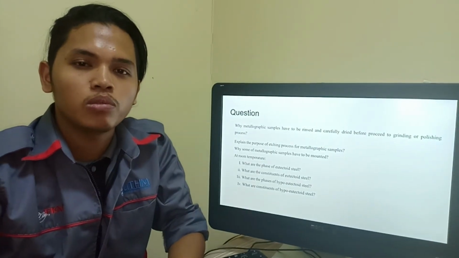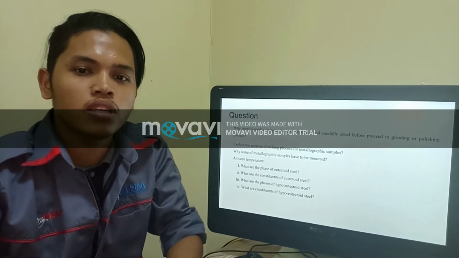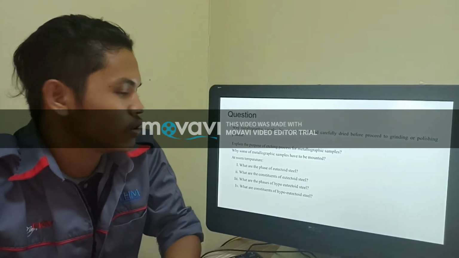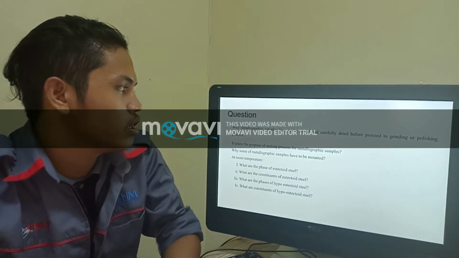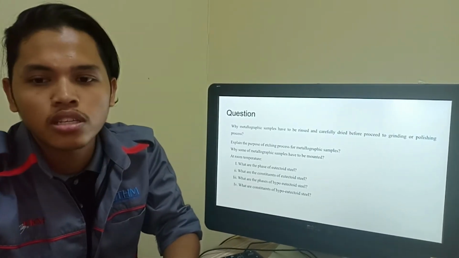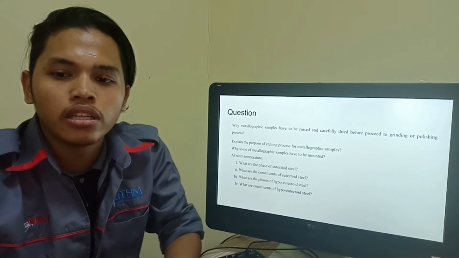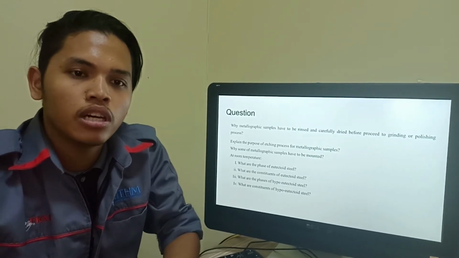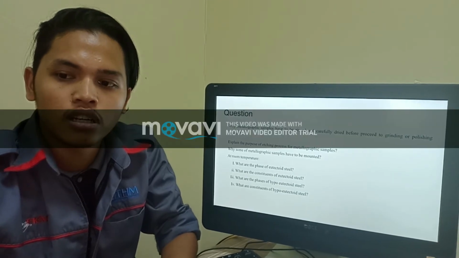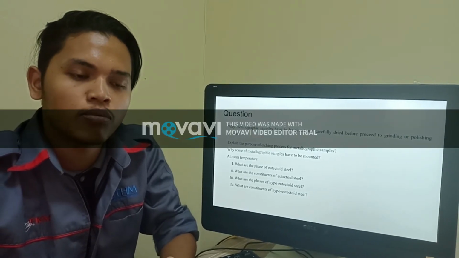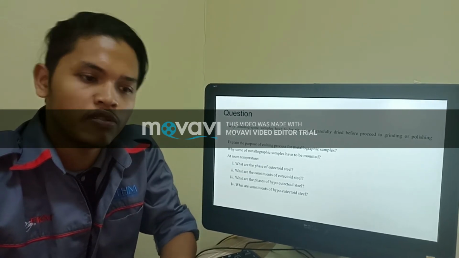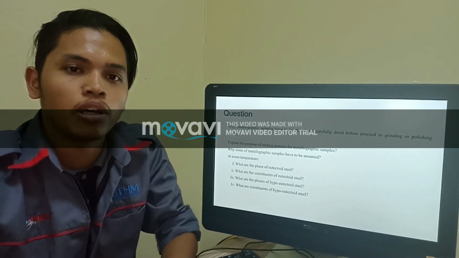My name is Mio Amirul Muhammad bin Hisham. I'm from Group C, Section 9. I want to talk about the questions for this experiment. That is, why must a metallographic sample be rinsed and carefully dried before proceeding to the grinding or polishing process? The sample may be affected by the abrasive. This could cause oxidation or passivation layers that could affect the polishing or etching process. Easier to say, that will be rust, or it will affect the microstructure when we see it in the microscope.